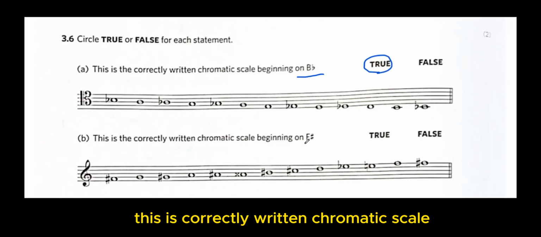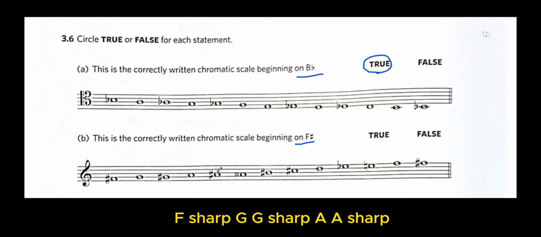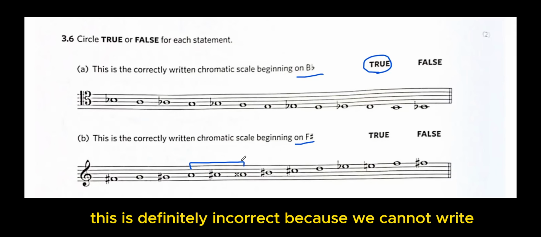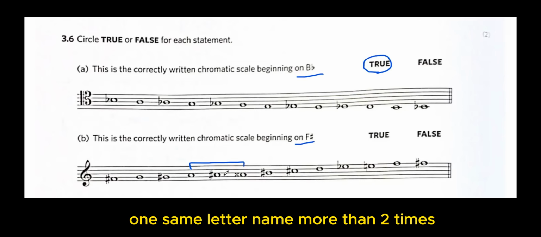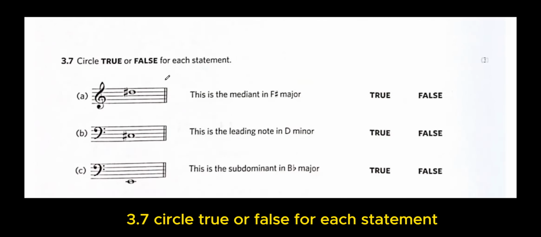This is the correctly written chromatic scale beginning on F sharp. F sharp, G, G sharp, A sharp. This is definitely incorrect because we cannot write one same letter name more than 2 times. So this is false.